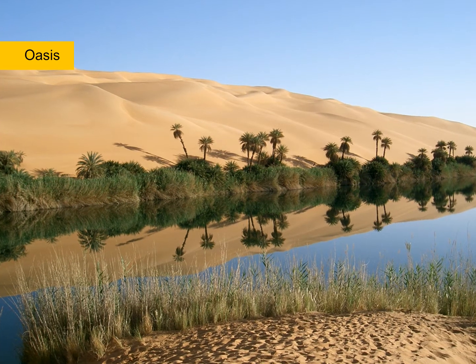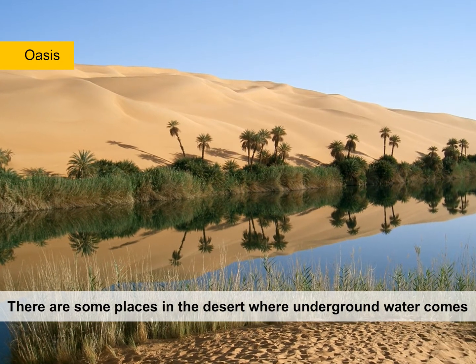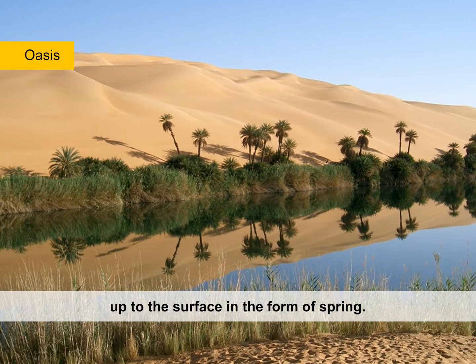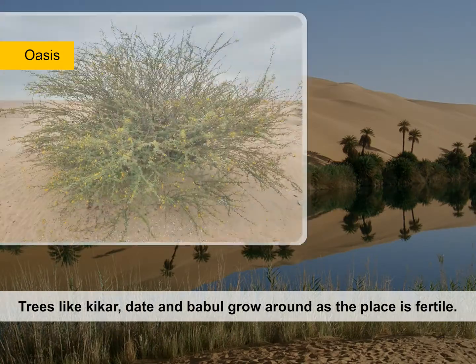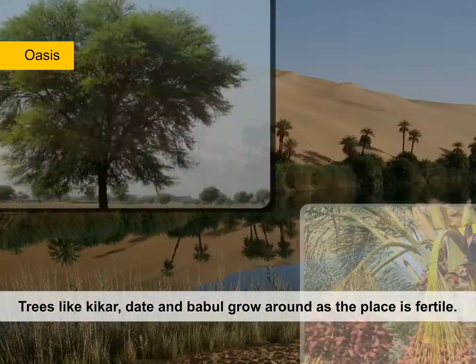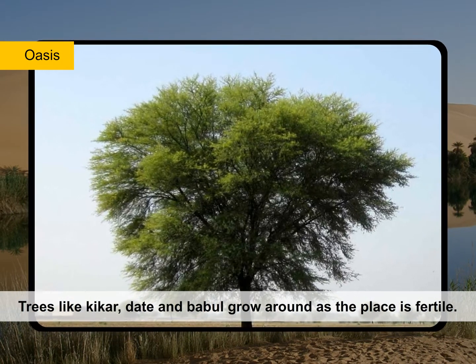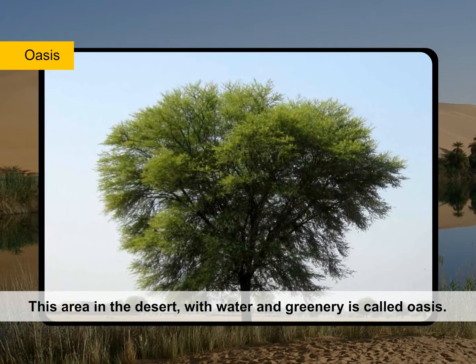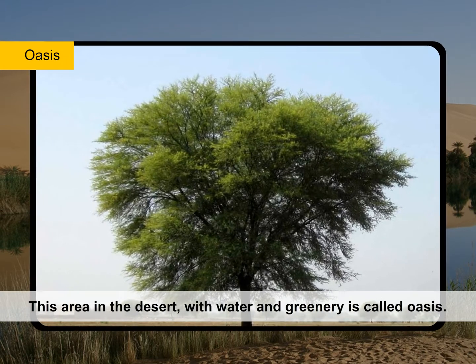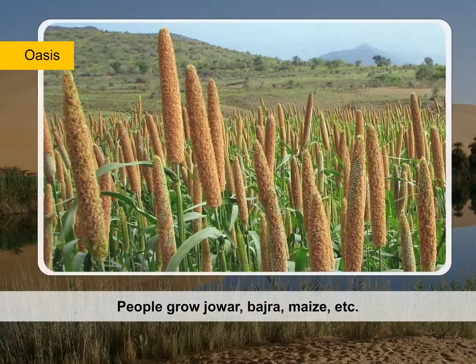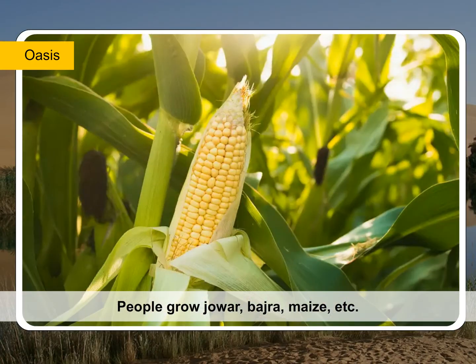Oasis. There are some places in the desert where underground water comes up to the surface in the form of spring. Trees like kikar, date and babool grow around as the place is fertile. This area in the desert with water and greenery is called oasis. People grow jowar, bajra, maize, etc.